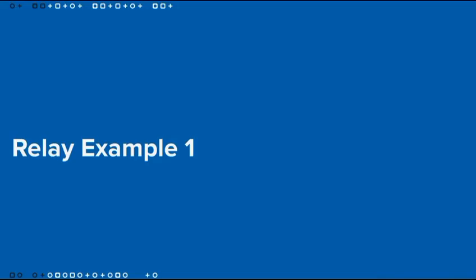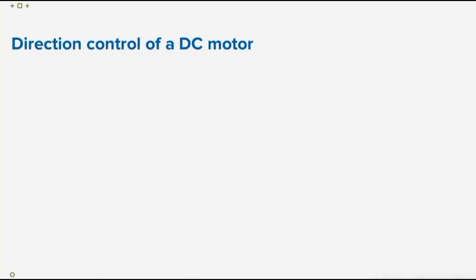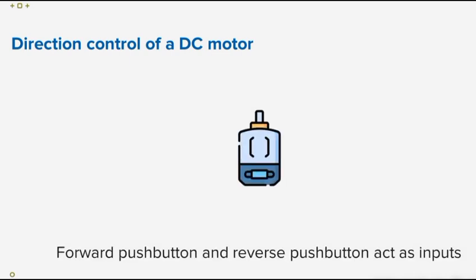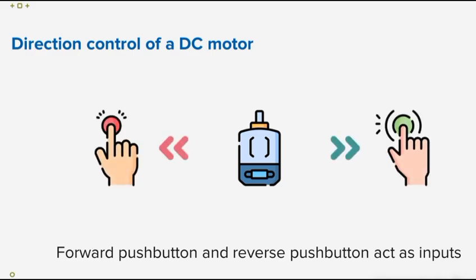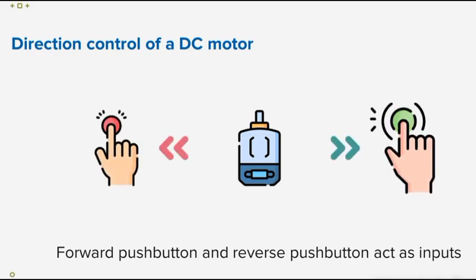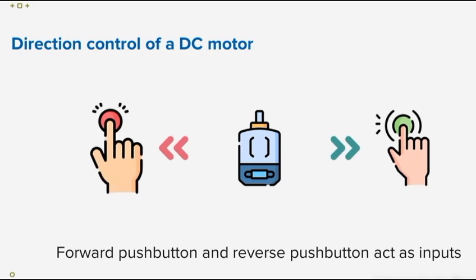Now that you have understood the working of a relay, let us understand relays using practical examples. We will be creating a relay circuit to control the direction of a DC motor. The inputs will be two push buttons. Let us call them forward push button and reverse push button.